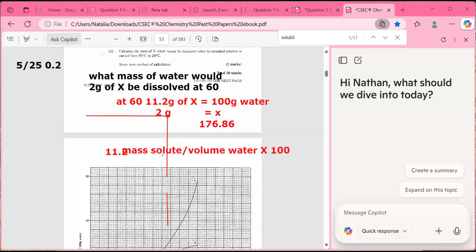All right, so here we are. The solubility is 11.2. Based on the formula, the mass of the solute is 2, divided by the volume of the water, which you don't know, which is X, times 100.